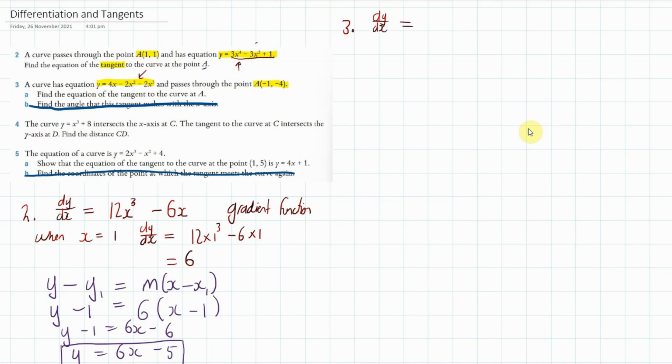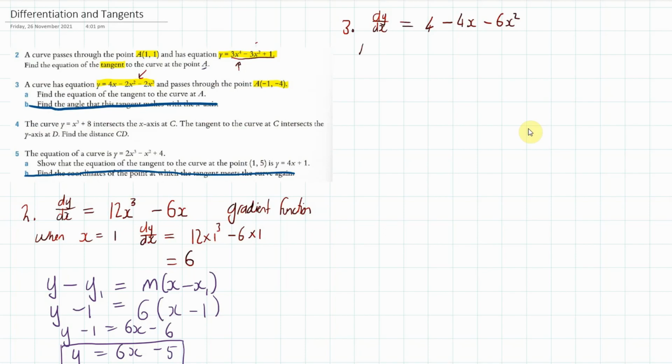Okay, so that 4x becomes 4, because the power of the x there is 1. 1 times 4 is 4. And then x to the power of 1 drops to x to the power of 0, which is just 1. Okay? The next one becomes 2 times minus 2 is minus 4, and the x drops down to the power of 1. So I'll just write minus 4x. And the next one, it'll be 3 times negative 2, which is negative 6. And then the x drops down to 2. So that's our gradient function.